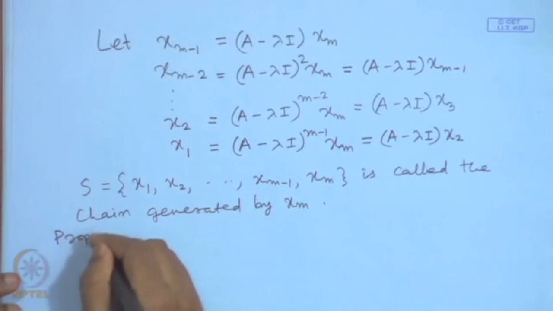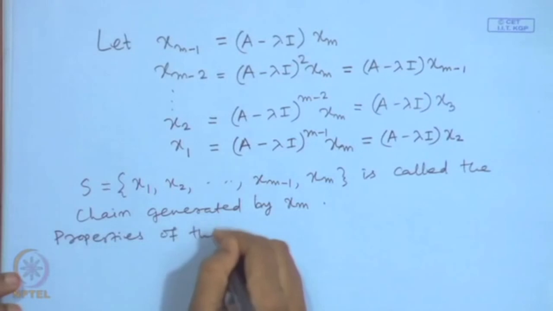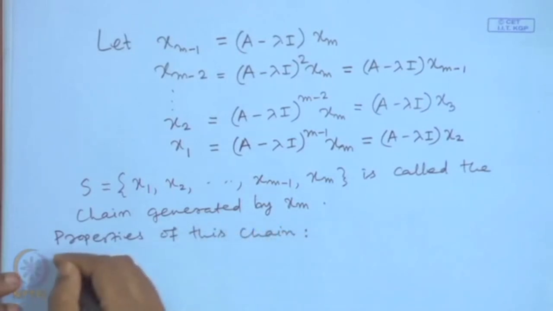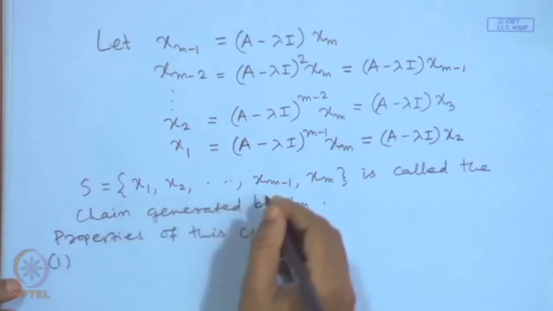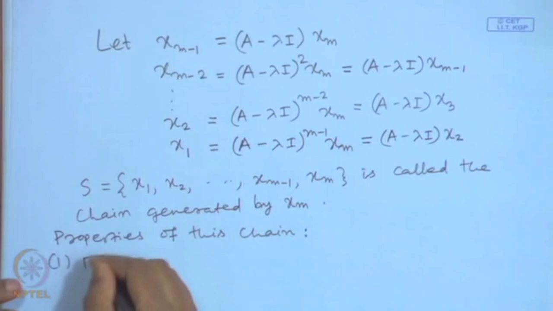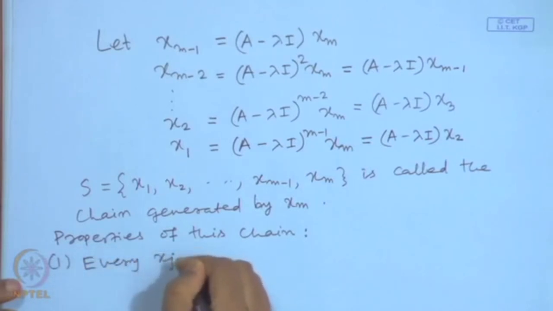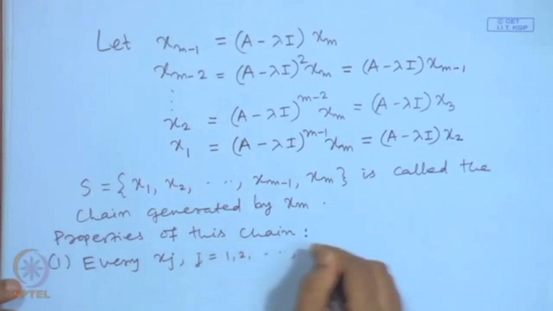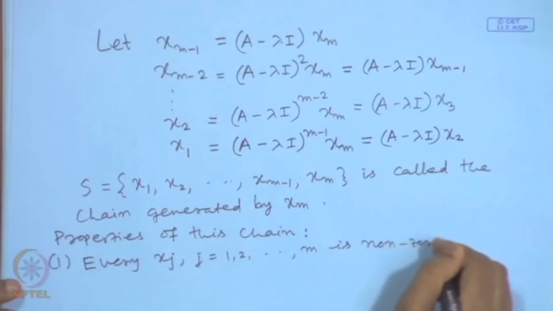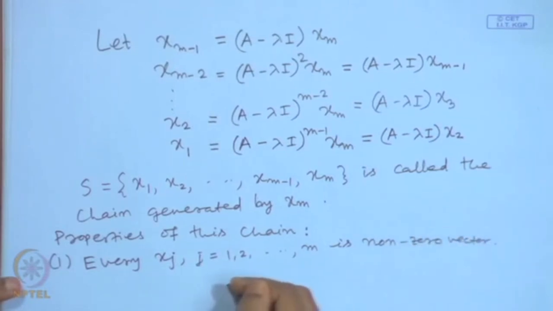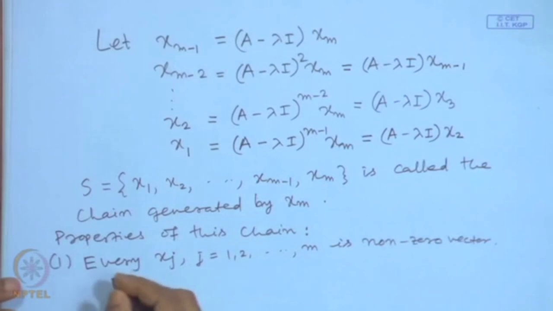Properties of this chain are like this. First property is that every x_j, j from 1 up to m, is a non-zero vector. This follows from the definition of the generalized eigenvector x_m, because x_m is a generalized eigenvector of type m. So, this is important.